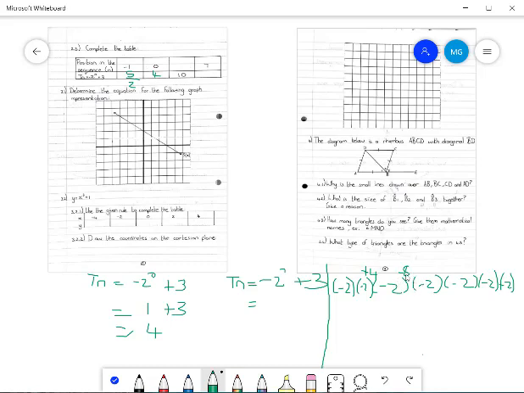So again, I'm going to say negative and a negative makes a positive. 8 times 2 is 16. And now again, a positive and a negative makes a negative. 16 times 2 is 32. Minus and a minus makes a plus. 32 times 2 is 64.